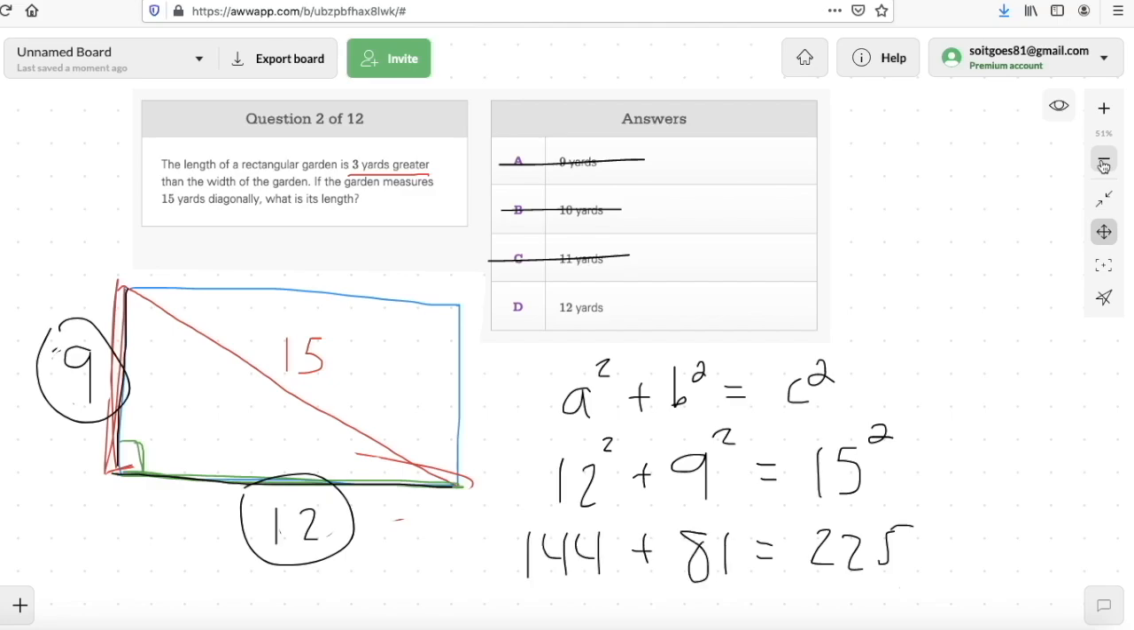Okay. So 12 squared would be 144. And 9 squared would be 81. Please work out to 225. 144 plus 81 equals 225? Yes. Beautiful. Thank goodness. There we go.